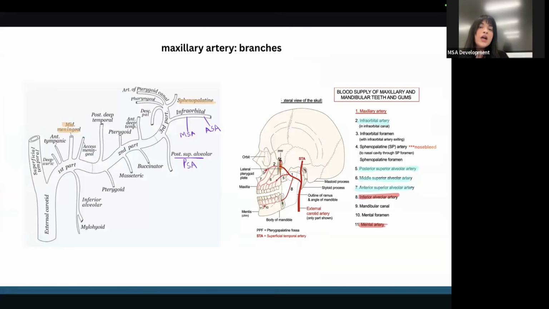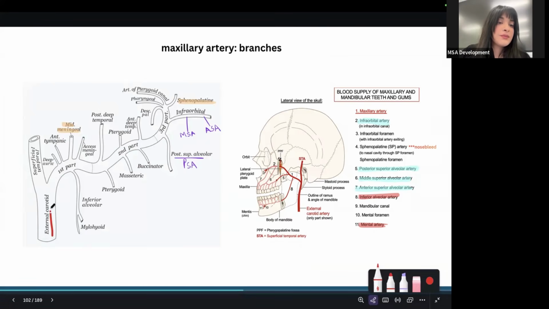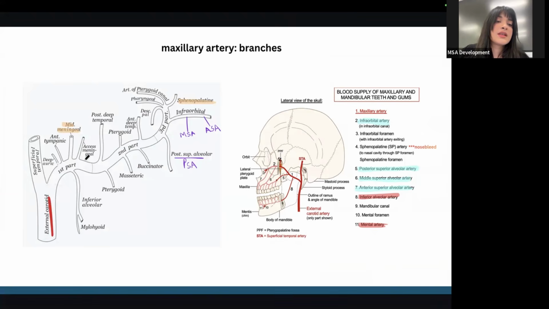Now we move on to the artery branches, the maxillary artery. So we said that the maxillary was a terminal branch of the external carotid, right? So this is the external carotid over here. And this whole thing is the maxillary artery. So we have the first part, we have the second part, and we have the third part.